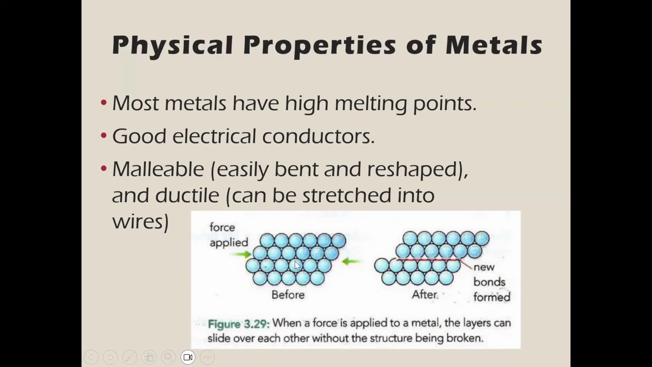When force is applied to the metal, the atoms or the ions of the metal slide from their place, as you can see, causing bonds to be broken and new bonds to be formed. And this is why metals are malleable.